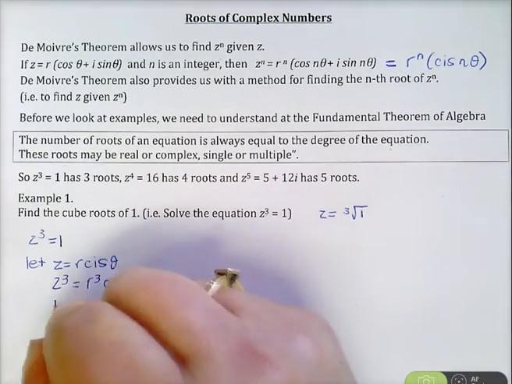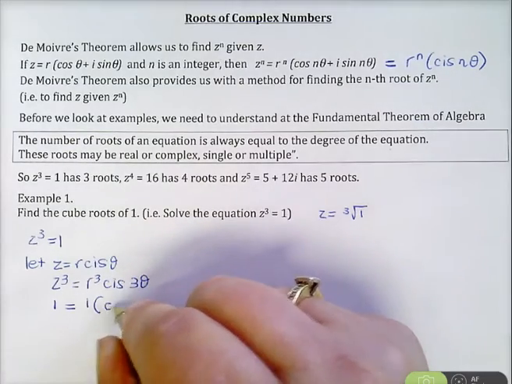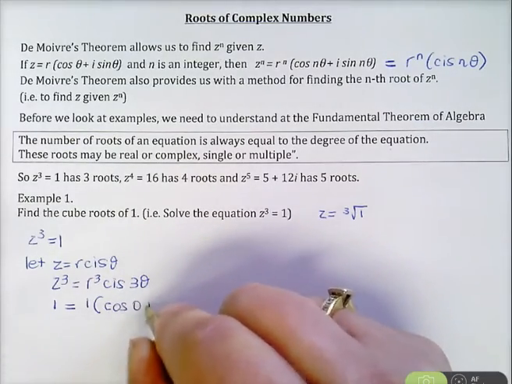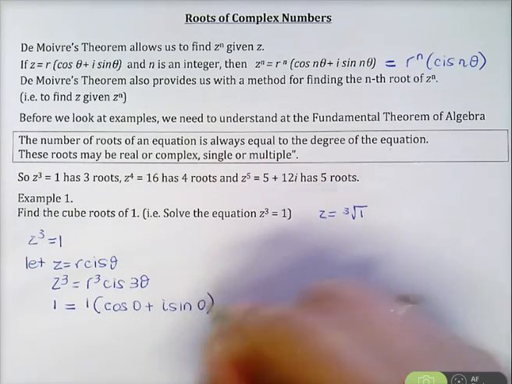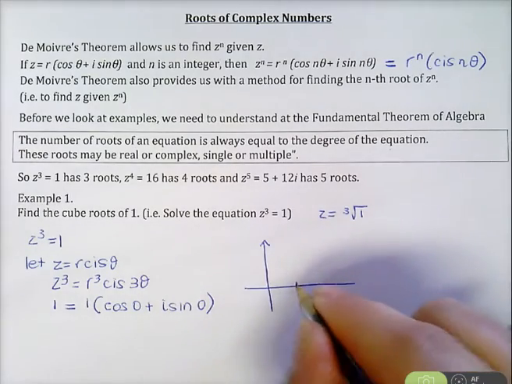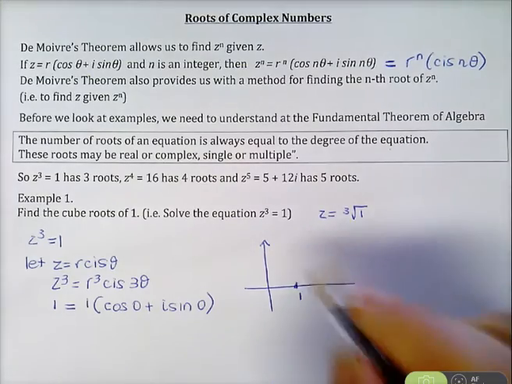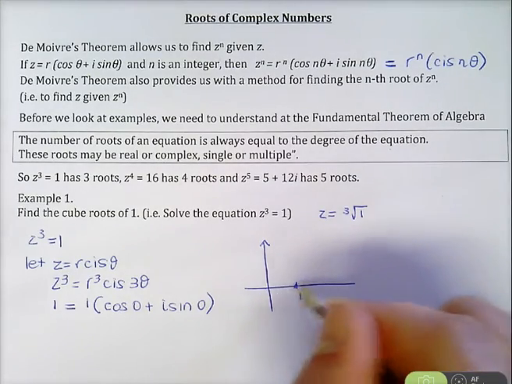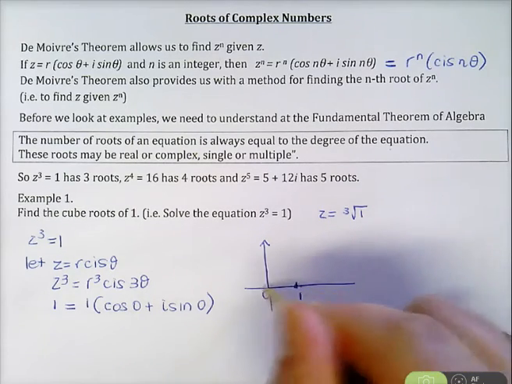So I know that 1 is equal to 1 times cos 0 plus i sine 0. Now to help you with that, because that's sometimes a little bit hard to do, 1 is here. Now what is the modulus of 1? So there's the origin, 1 is there. The modulus of 1 is 1, so therefore r is 1.